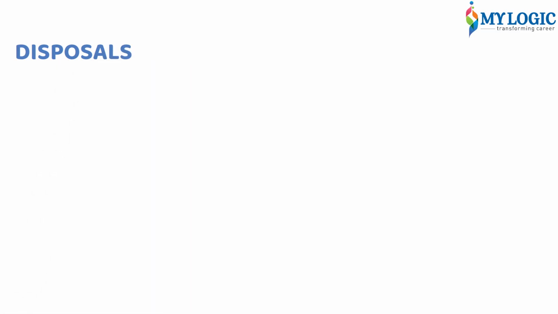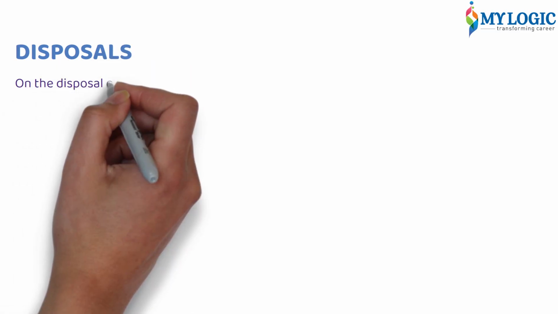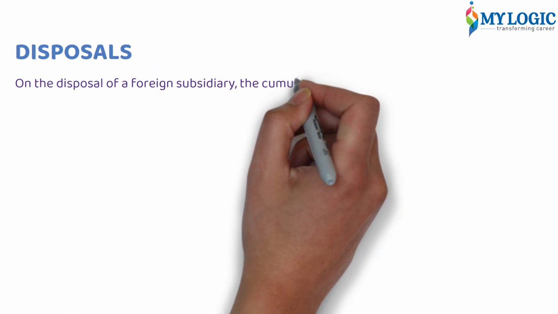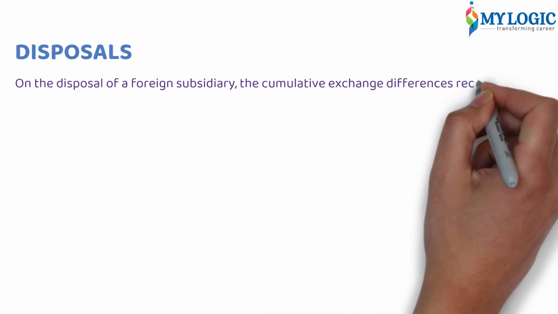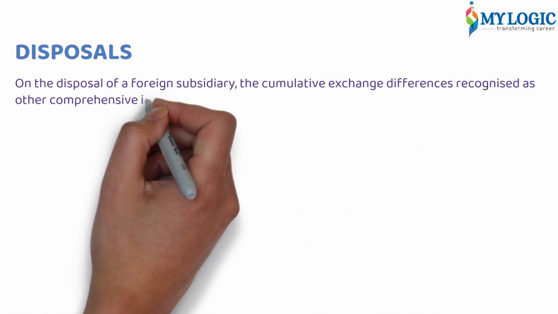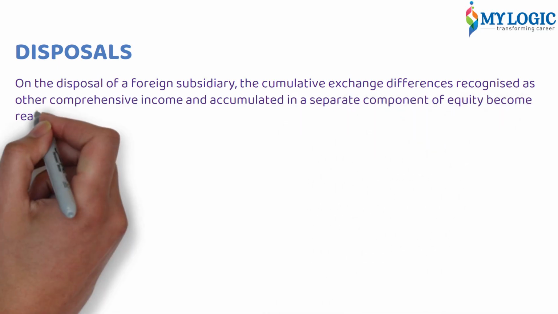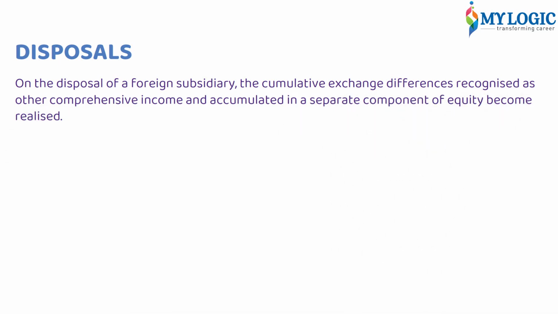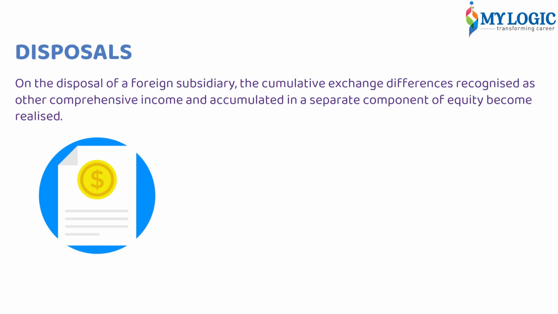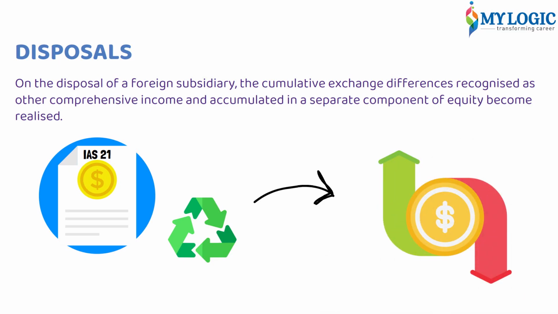Disposals. On the disposal of a foreign subsidiary, the cumulative exchange differences recognized as other comprehensive income and accumulated in a separate component of equity become realized. IAS 21 requires that these exchange differences are recycled, that is, reclassified on the disposal of the subsidiary as part of the profit or loss on disposal.